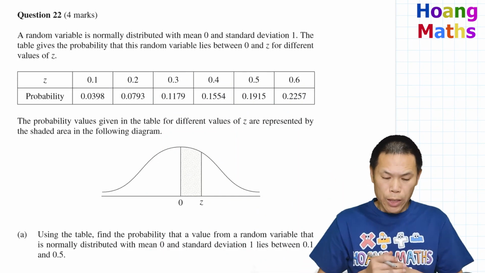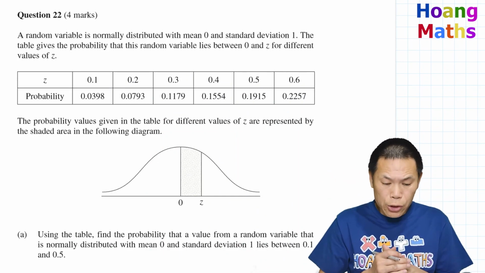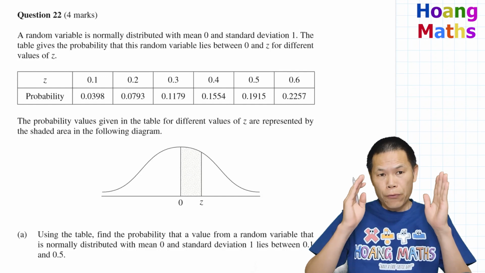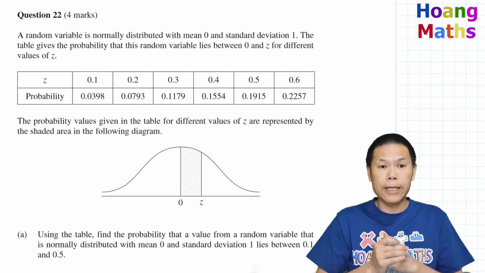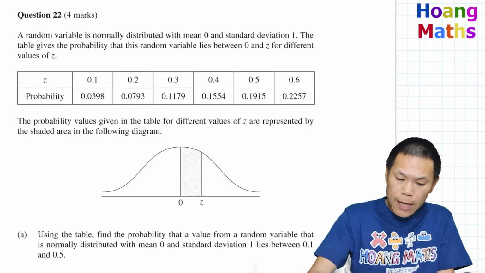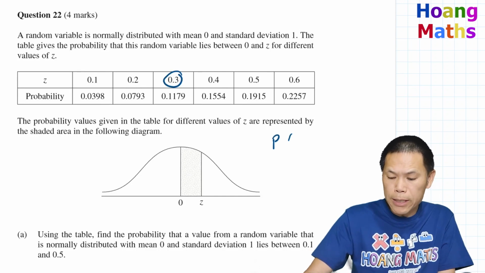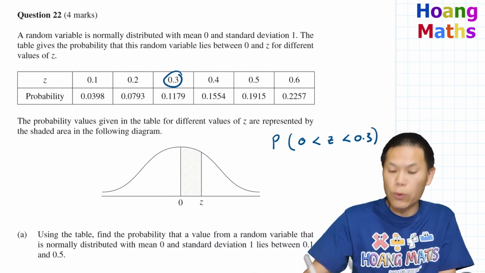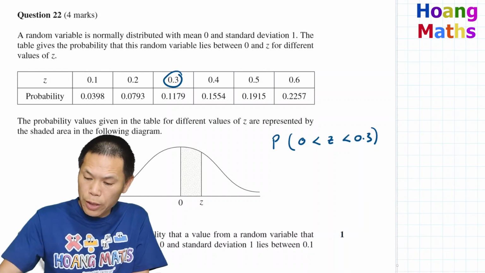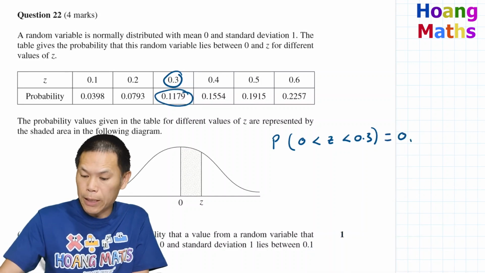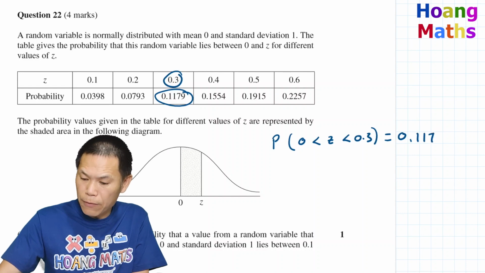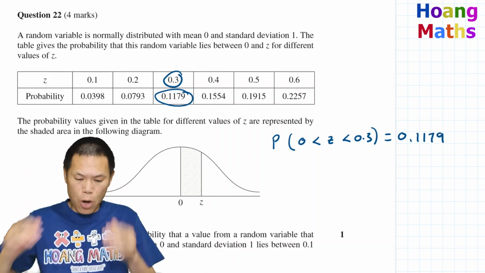Question 22. So this table here is showing the probability from 0 to z. In other words, if z is 0.3, this means the probability from 0 to, let's say, z less than 0.3. That's what that meant, okay? So that will give me this number here, 0.1179. Okay, so keep that in mind.